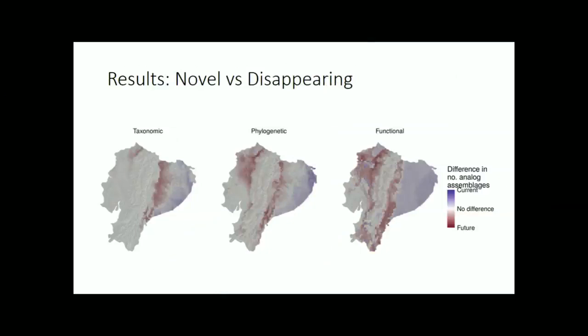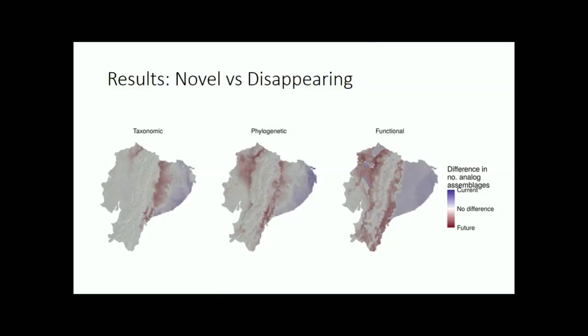And then the last of the results here: we wanted to compare how many novel and disappearing communities there are, and we actually find that in the lowlands you're more likely to have more current analogues, so that means that they're less likely to have novel communities. And then in the slopes of the Andes in the eastern area, there's more future analogues, so it's much less likely to have disappearing communities.